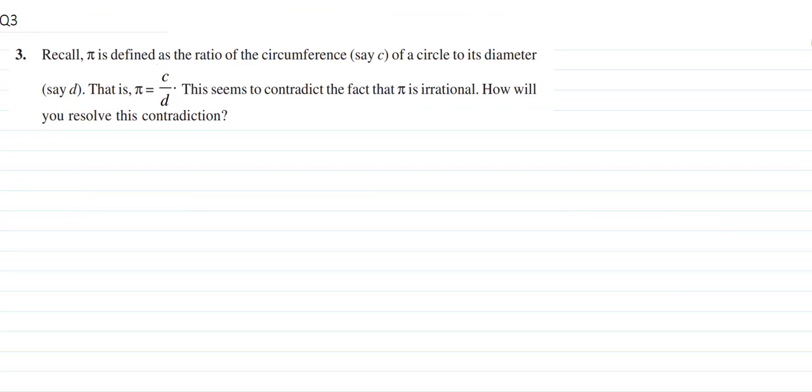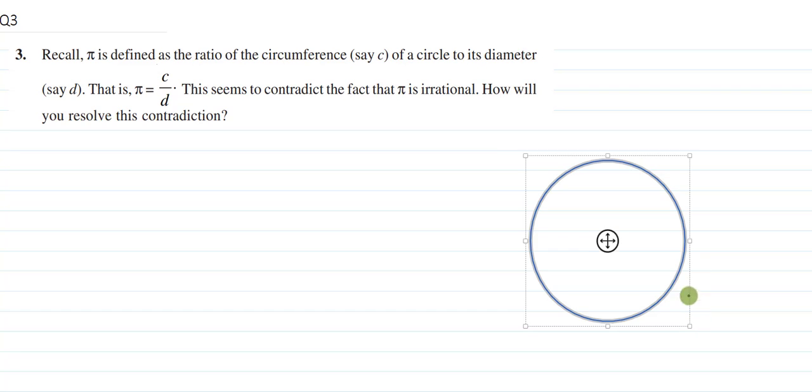Now moving to the third question. What it is asking, saying, recall pi is defined as the ratio of circumference of a circle to its diameter, say d. That is pi equal to c by d. How it comes? We know that, what is the formula for circumference of a circle? Let's suppose this is a circle, right?